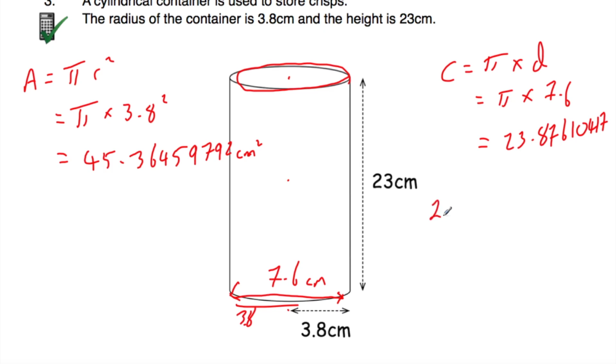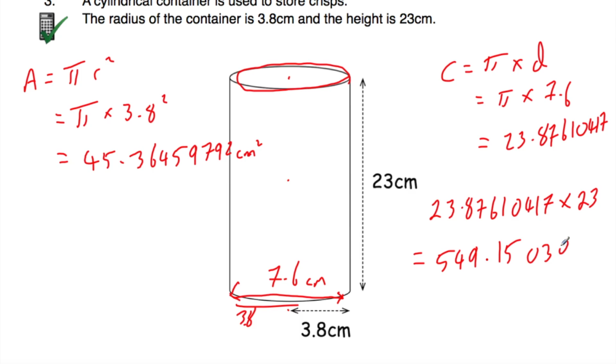So we're going to do 23.876 × 10.417, the circumference of the circle, times the height of the cylinder, the 23, and that's equal to 549.150. So that would be the area of that curved face. So now if we add it together with the area of the circle and the other circle, then that would be the total surface area.